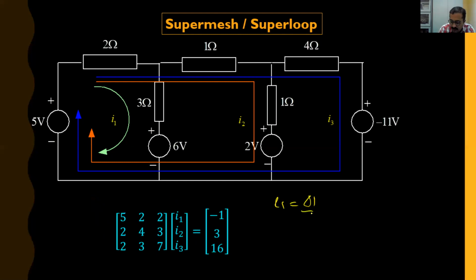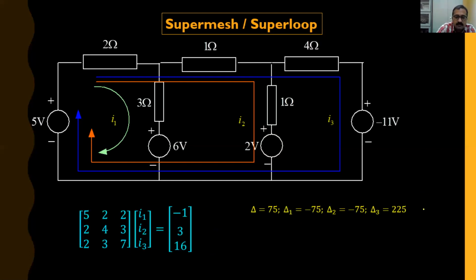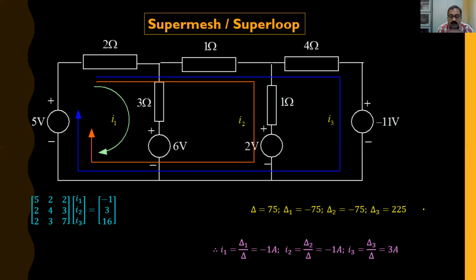What is I1? Delta 1 by delta. What is I2? Delta 2 by delta. What is I3? Delta 3 by delta. And so on. Okay. So eventually you will get your currents like this. So what is the branch current through 3 ohm? Branch current through 3 ohm is I1, which is same as minus 1 ampere. So that means actually current should be moving like this, opposite to the assumed current direction.